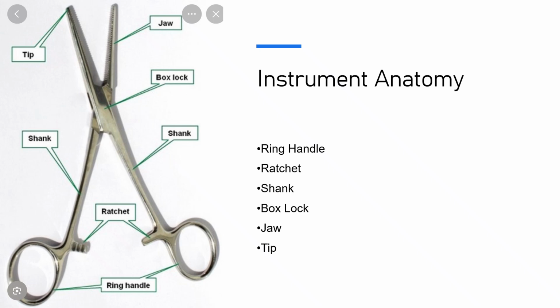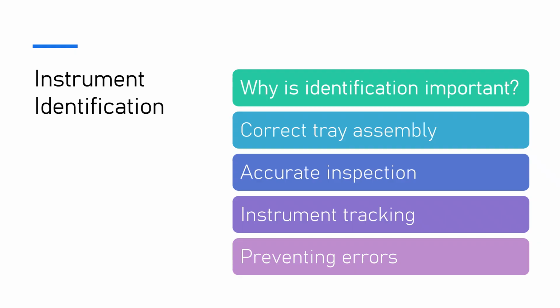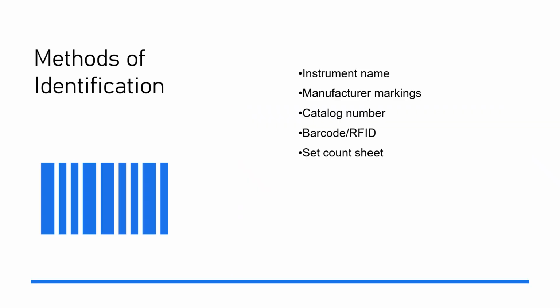Most surgical instruments have common parts including the ring handle, ratchet, shank, box lock, jaw and tip. Understanding these components helps us inspect instruments correctly. Proper identification ensures correct tray assembly and traceability. Instruments can be identified by their name, manufacturer markings, catalog numbers and barcode or RFID tracking system.